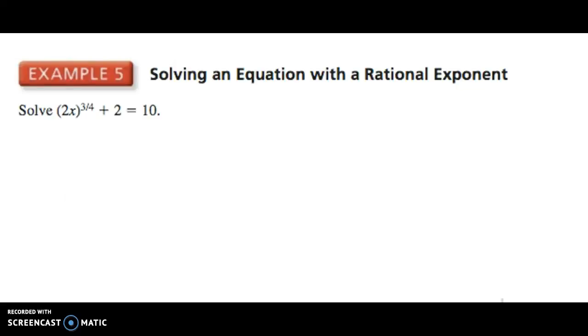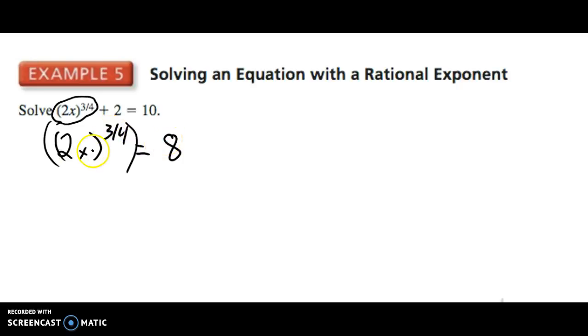Alright, this is section 5.4, video 2. We're going to begin with example 5. We're solving for x here, and what we first need to do is get this portion of the equation by itself so we can easily subtract 2 to the other side. Then we need to get rid of this exponent.